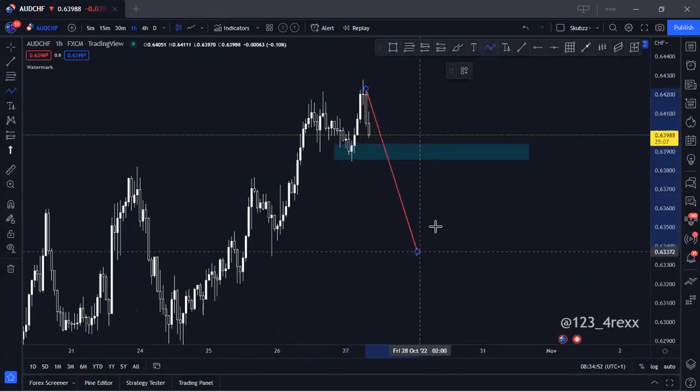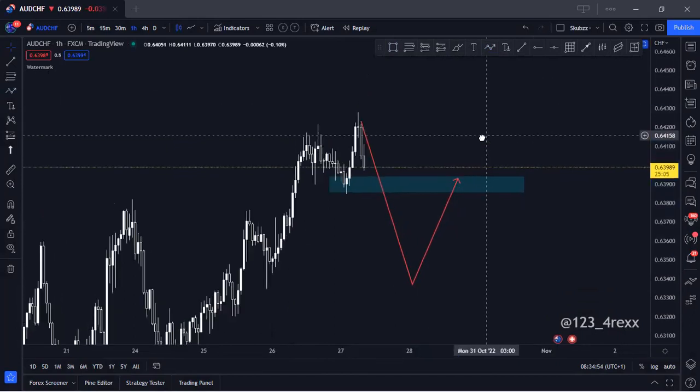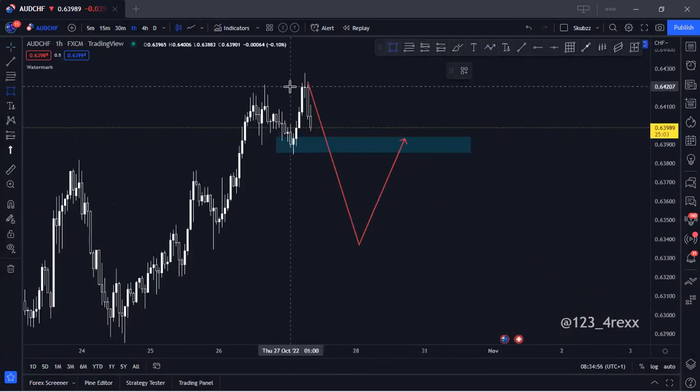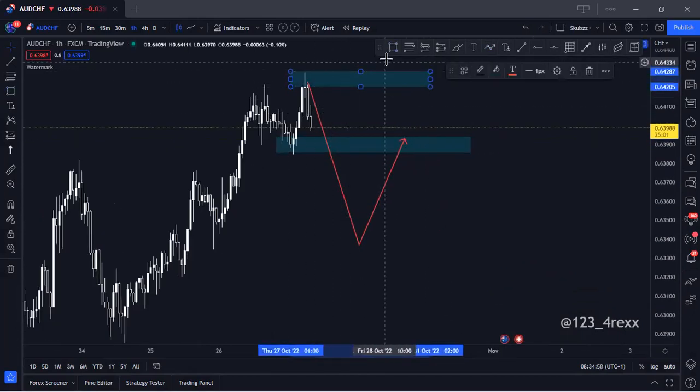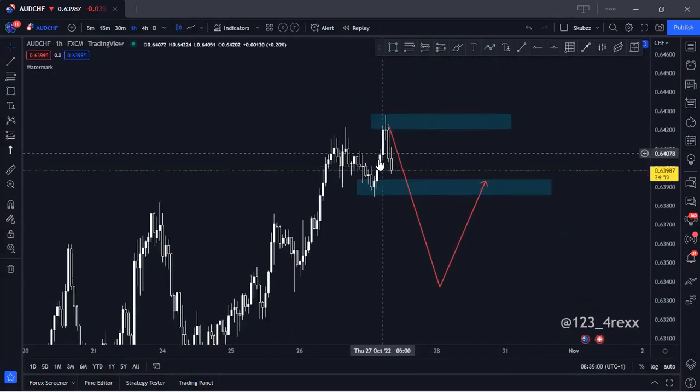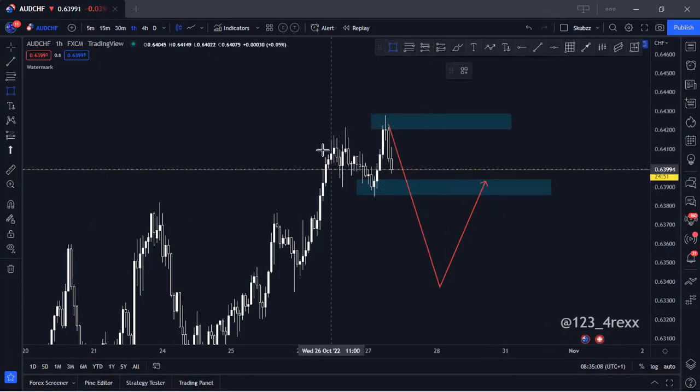So, waiting to see if price will break below, or we watch out for the highs to see if price will actually go back to break it above. Now, why am I not saying we should take buys from here since this is an uptrend? You can see that price actually failed to create a high here.